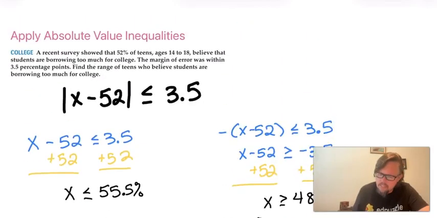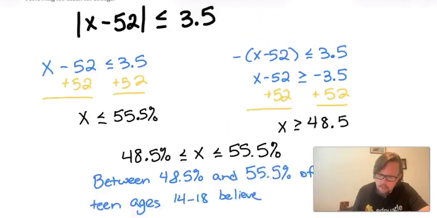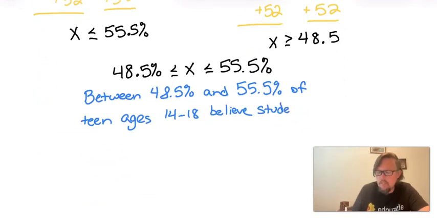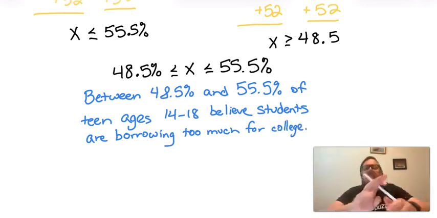of teens ages 14 to 18 believe students are borrowing too much for college. Cannot spell today. There we go. So that's how we solve this one.